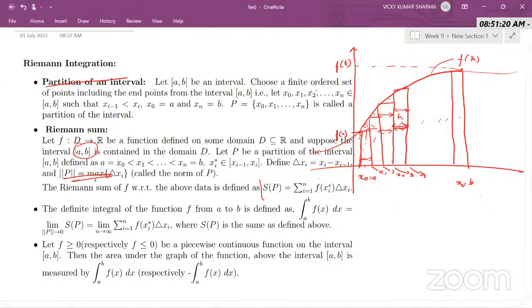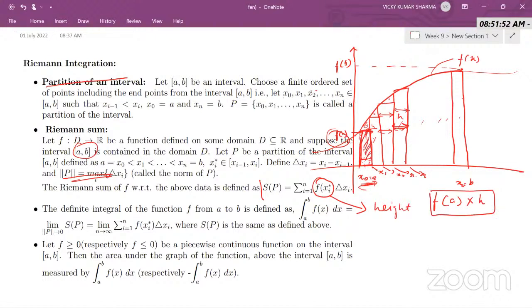Now understand this. You know the area of a rectangle, right? This indicates the height, times the width. I did it over here, no? When I did it for this particular rectangle, what did I do? If I want to find the area of this rectangle, what should I do? f of a times h. So this is going to be the area of this rectangle.